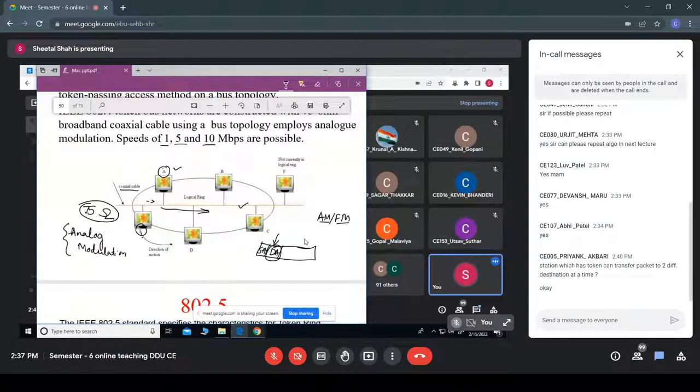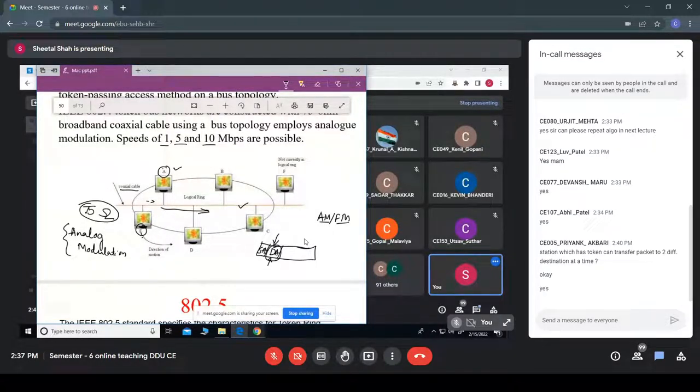It might be possible that there can be a broadcast type of address. Instead of a single address, there can be a broadcast address so that all the hosts can access the data, but it is not for more than one specific destination. Is it clear?